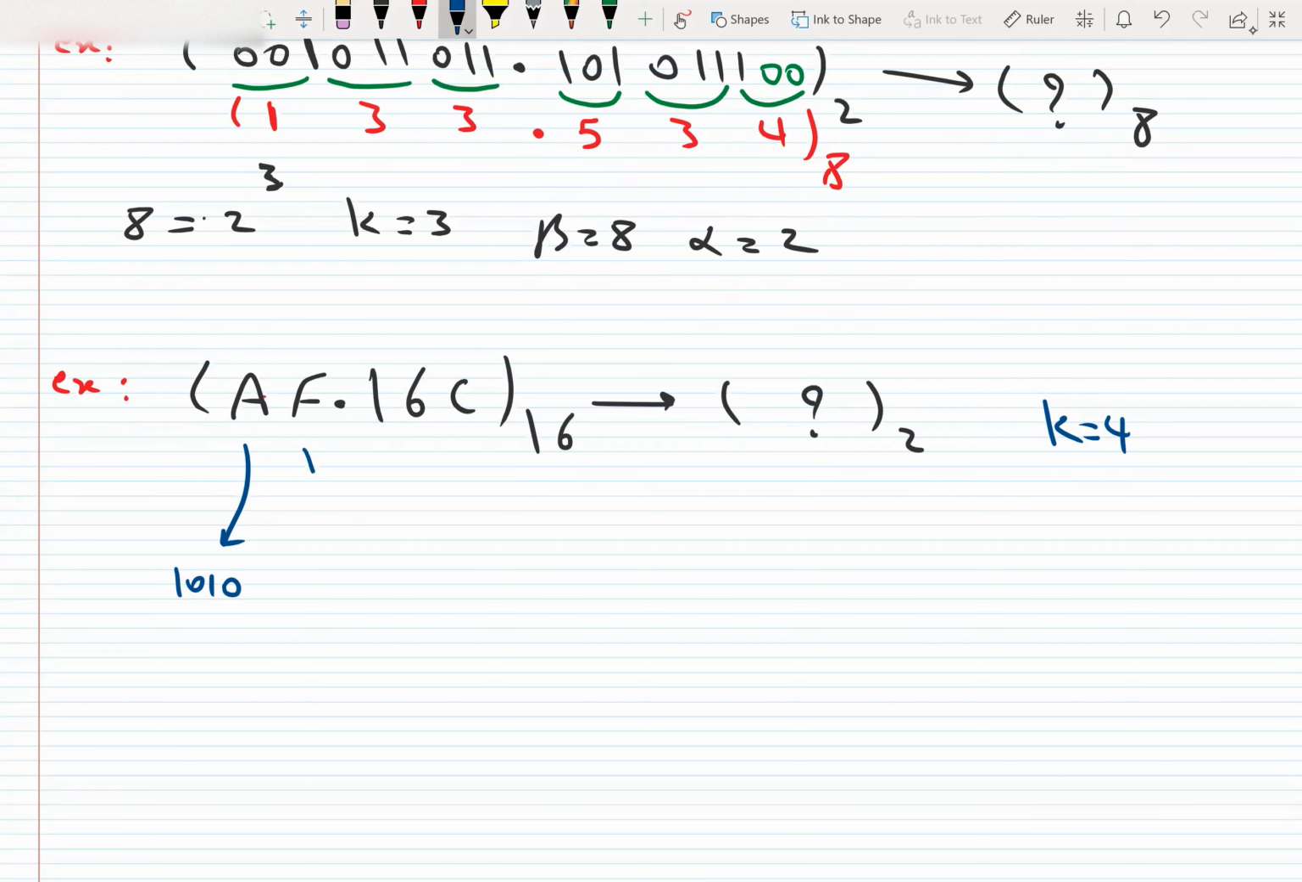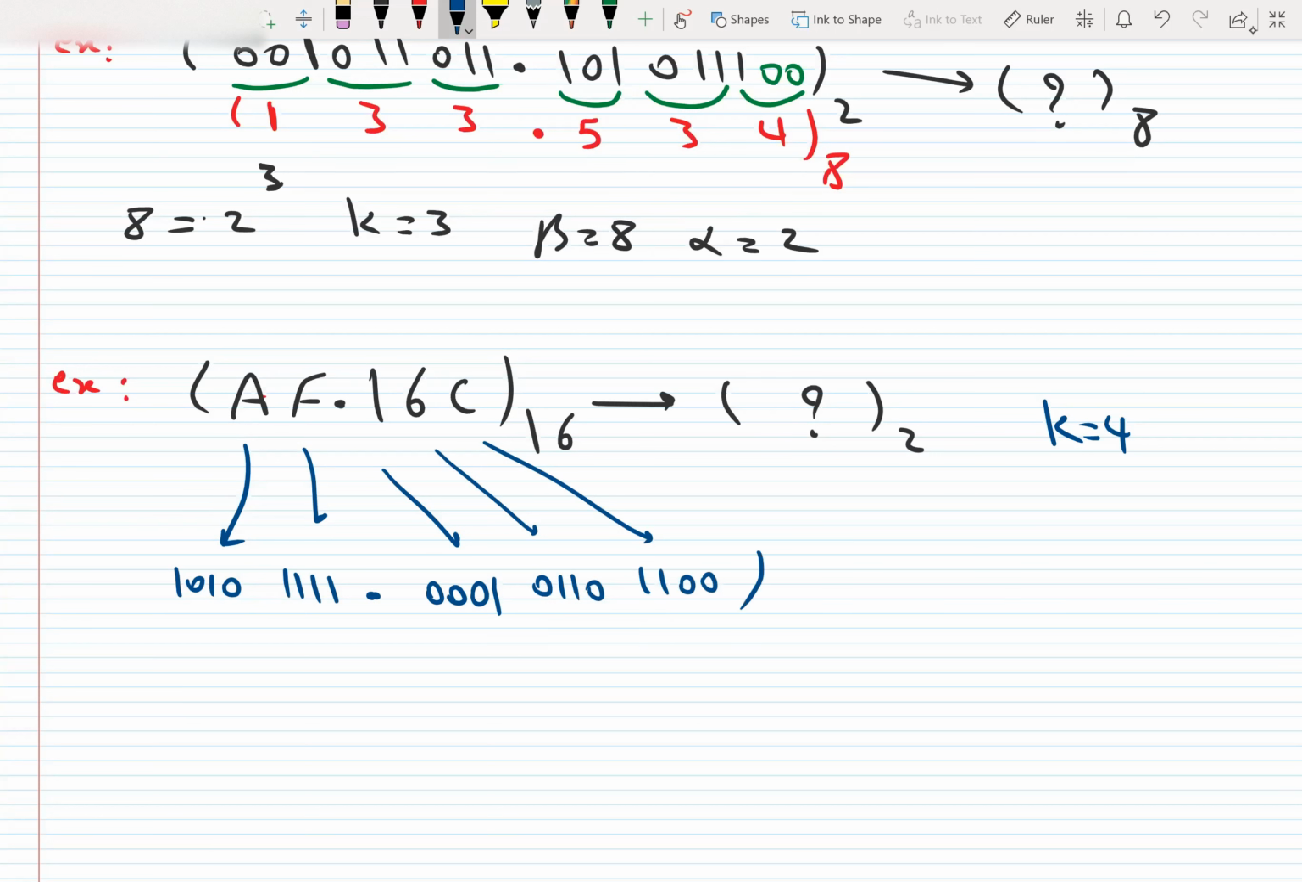F is 1111. Point. 1 is 0001. 6 is 0110, and C is 1100. And so this number is the equivalent of AF.16C in base 16, in base 2.